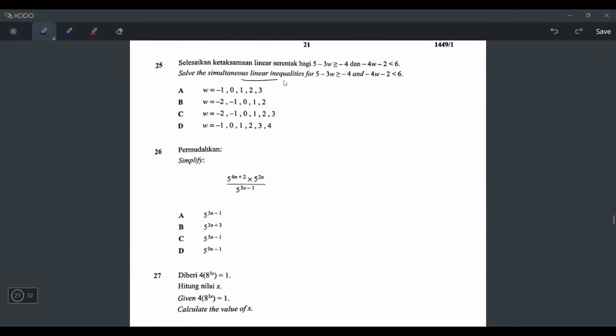Okay, 25. Solve the simultaneous linear inequality for this and this. Okay, let's do it. 5 minus 3W. So first I will solve. Solve means find the unknown. So the unknown for this case is W.